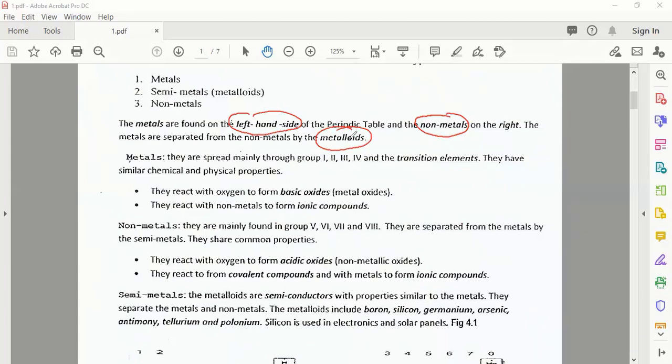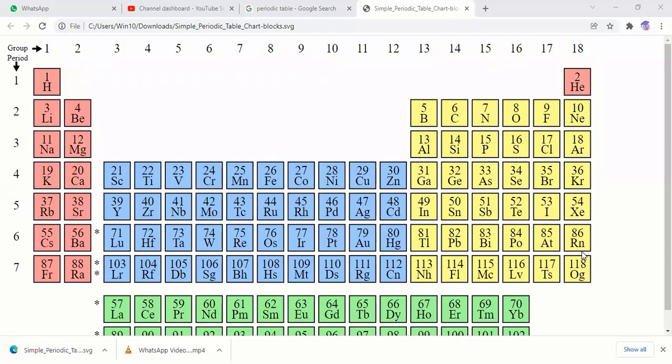Now we will see the properties of metals, and we'll see where they are found. Number 1, metals, they are spread mainly in group 1, group 2, group 3, group 4, plus transition metals. Okay, now I will show you again that periodic table. Can you see the periodic table?